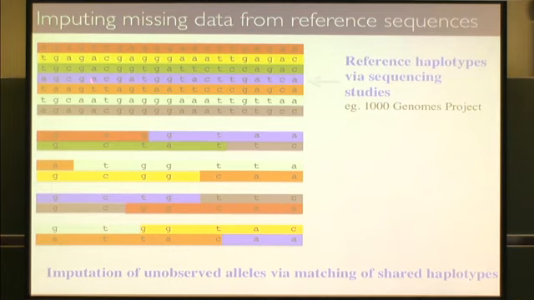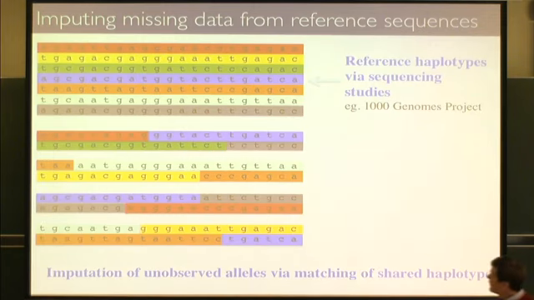That's your reference. And what we do is we look in our other set of genotyped individuals with partial information for matches to the individuals, to the reference samples. So this bit here, this GTAA, matches this purple section here. And once we've identified good matches, then we can fill in the missing data.